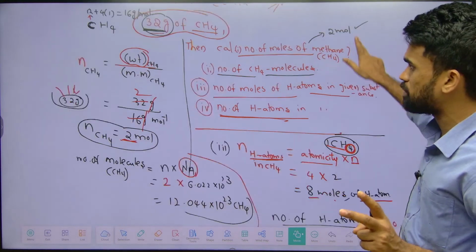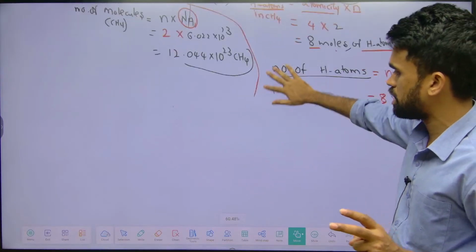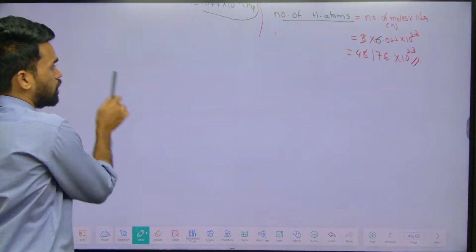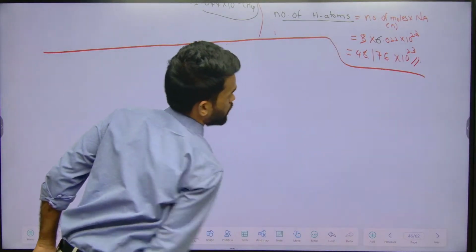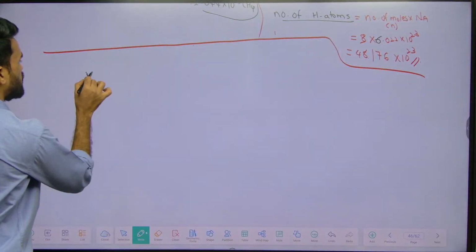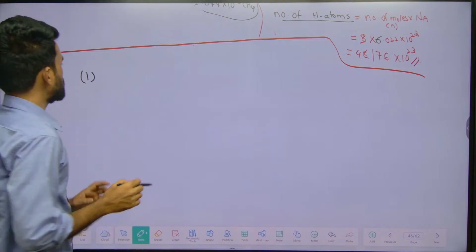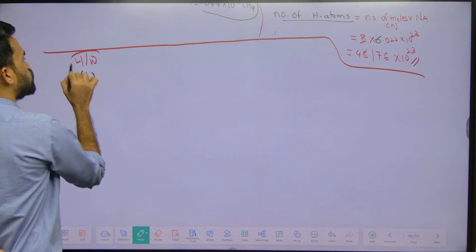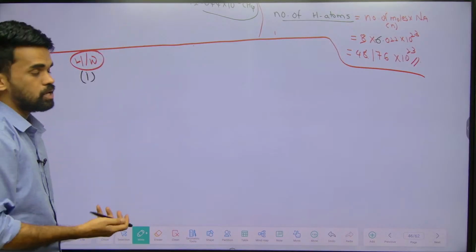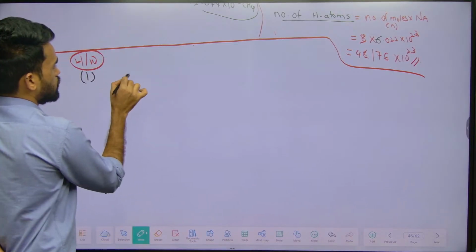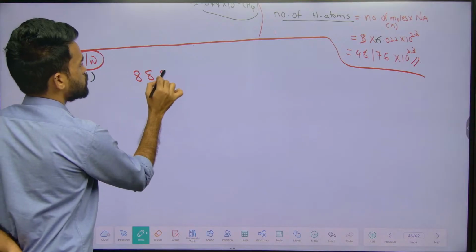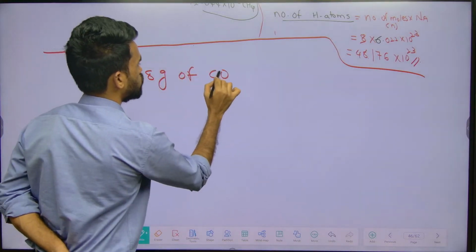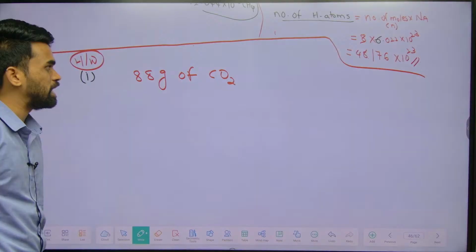There are 2 questions I am going to give you now based on the same discussion. You just solve them and tell me in the comment box. The first question here is very simple. These are homework questions. You need to do them on your own based on our discussion. First one here: I am giving you 88 grams of CO2. How many grams of CO2 am I giving you? 88 grams of CO2.